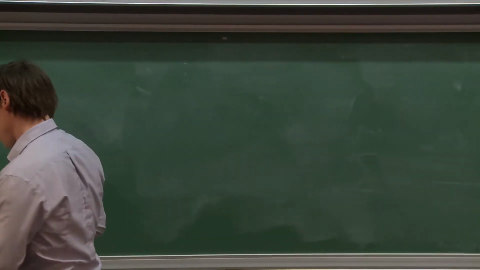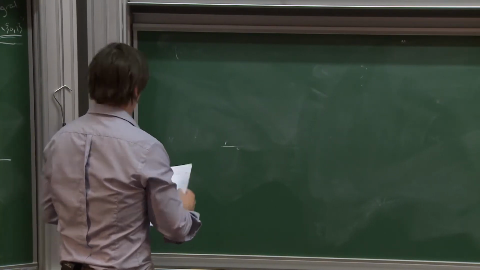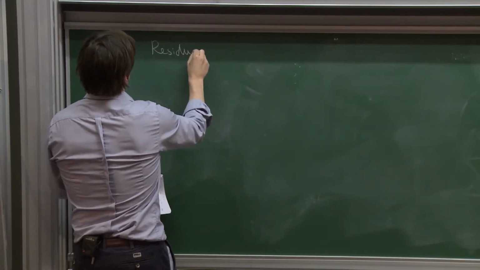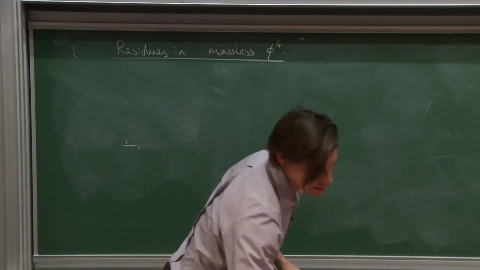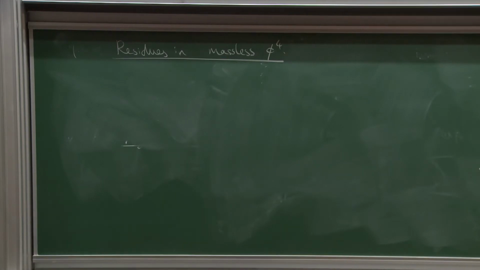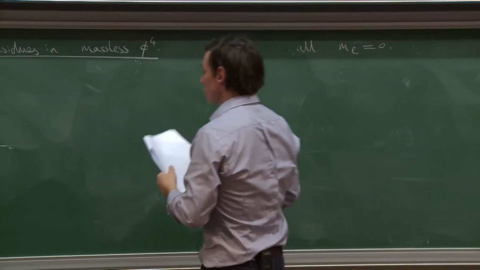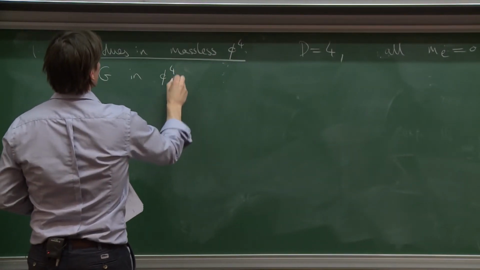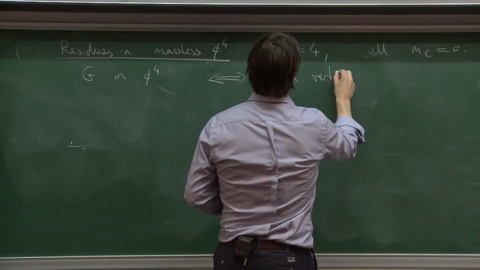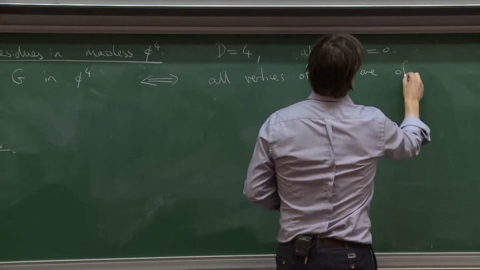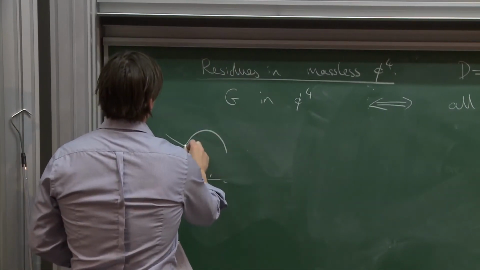Now let me turn to a completely different family of single scale examples. These will be residues in massless phi to the 4 theory. These are the examples that got a lot of us mathematicians interested. So now D is 4 again, and all masses will be 0. I'll say that a graph is in phi to the 4 if it turns out to be equivalent to the fact that all the vertices of the graph are of degree 4. So here's an example.